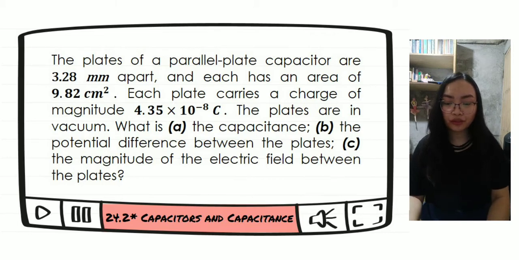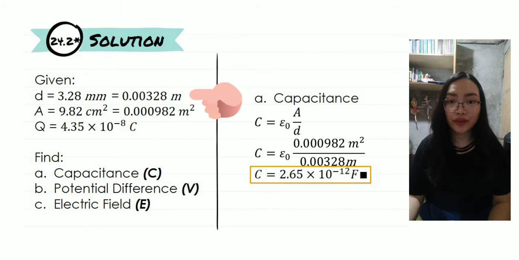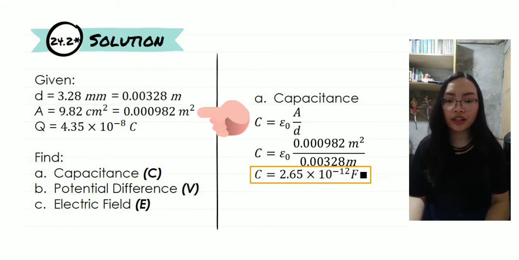So, before solving, let us first enumerate the given. So we have the distance, which is equal to 3.28 millimeters, and we need to convert this into meter. So we'll have 0.00328 meters. We also have the area, which is equal to 9.82 centimeters squared, and once converted into meters squared, we will have 0.000982. And lastly, we have the charge, which is equal to 4.35 times 10 to the negative 8 coulombs.